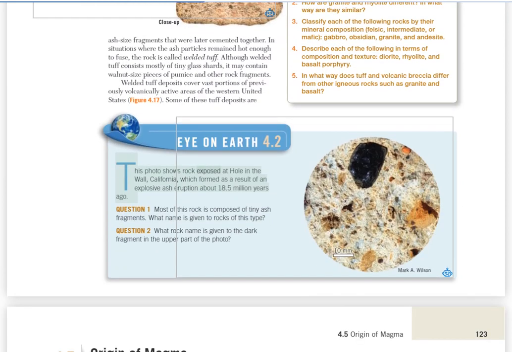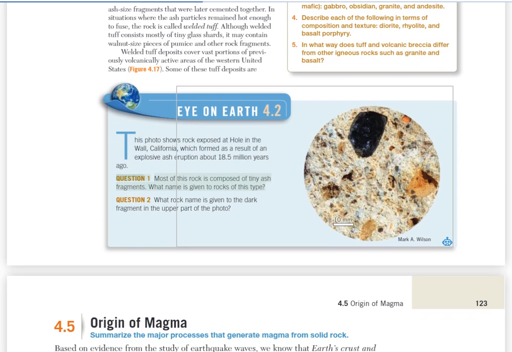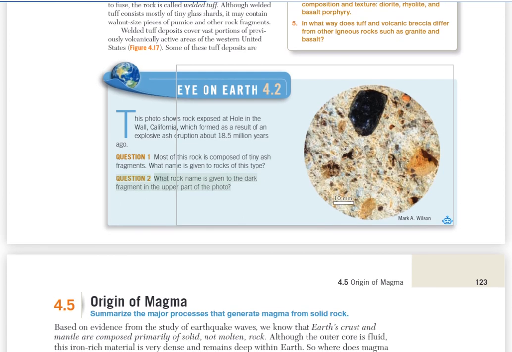This photo shows rock exposed at Hole in the Wall, California, which formed as a result of an explosive ash eruption about 18.5 million years ago. Question 1. Most of this rock is composed of tiny ash fragments. What name is given to rocks of this type? Question 2. What rock name is given to the dark fragment in the upper part of the photo?